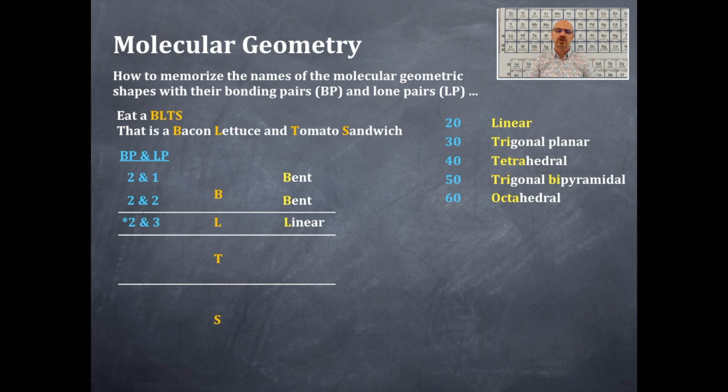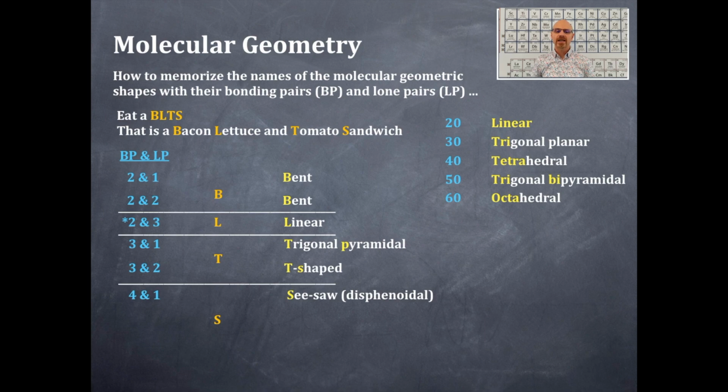Now we got 2 and 3, and that is linear. That's that trigonal bipyramidal structure in general. Then we got 3 and 1, that's trigonal pyramidal. We got 3 and 2, that's T-shape. Now this is in alphabetical order if you look at this. T, P, T, S. I've highlighted those in yellow there for you.